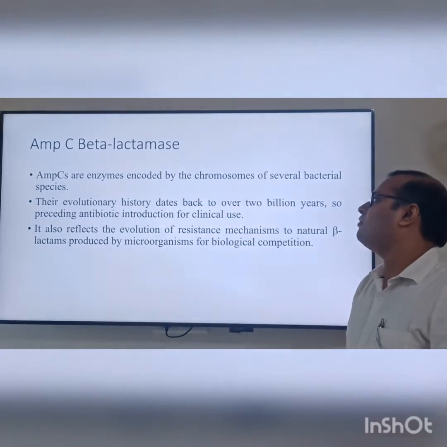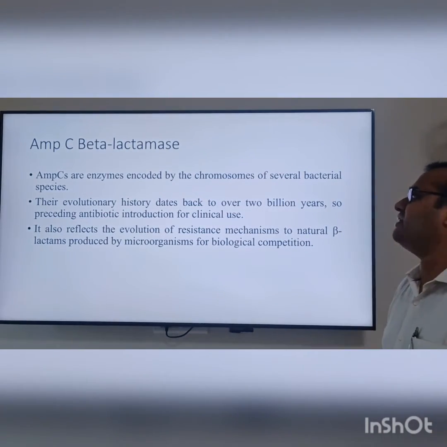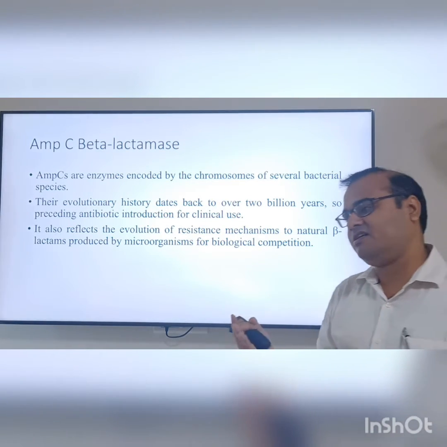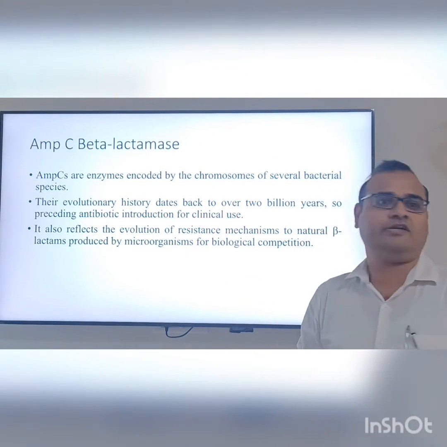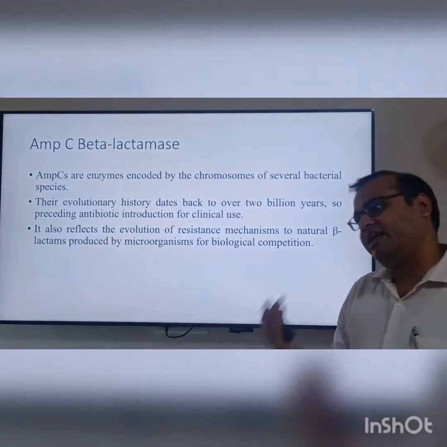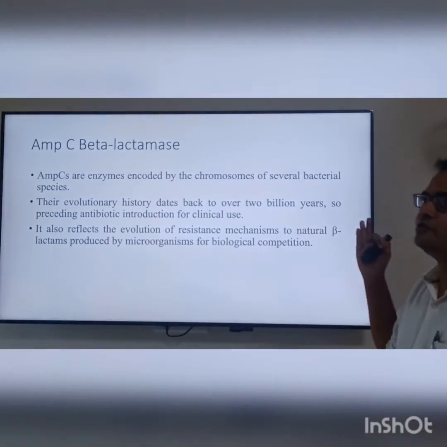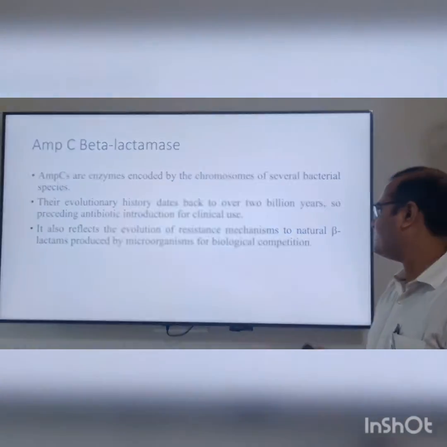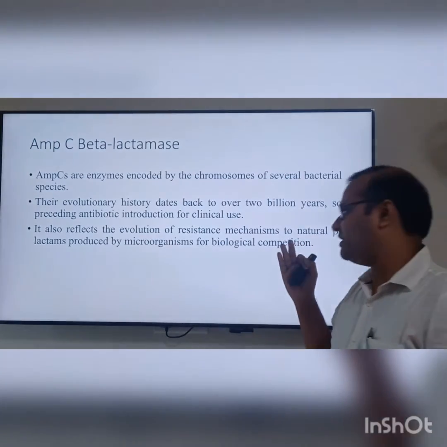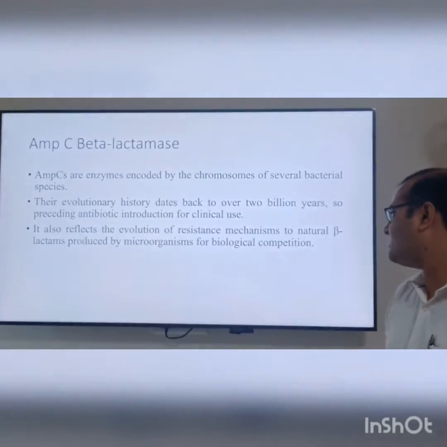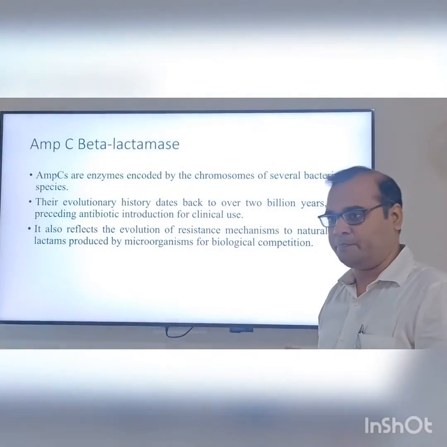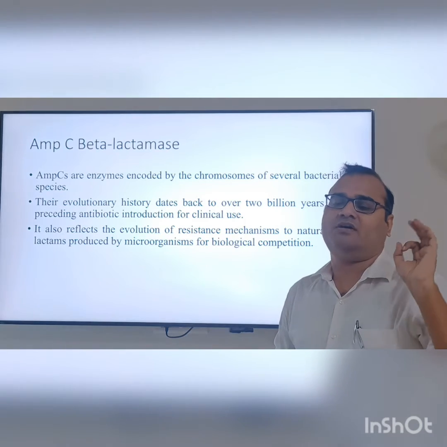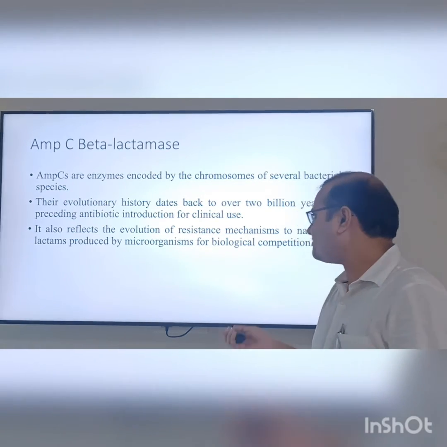So what is this AmpC beta-lactamase? In all likelihood, when it was discovered, it was found to be older than the existence of the antibiotic itself. It dates back over 2 billion years. So it reflects that the evolution of resistance mechanisms to natural beta-lactams produced by microorganisms is actually biological competition rather than a method for beta-lactam resistance per se.